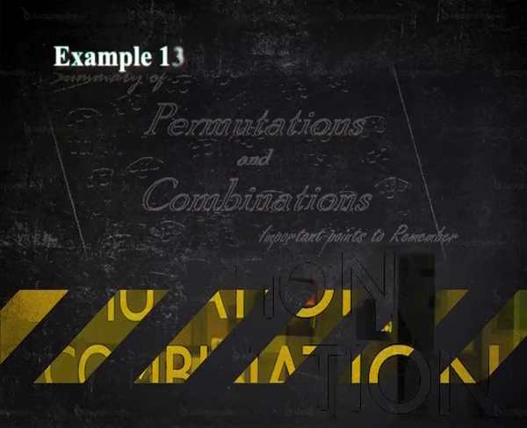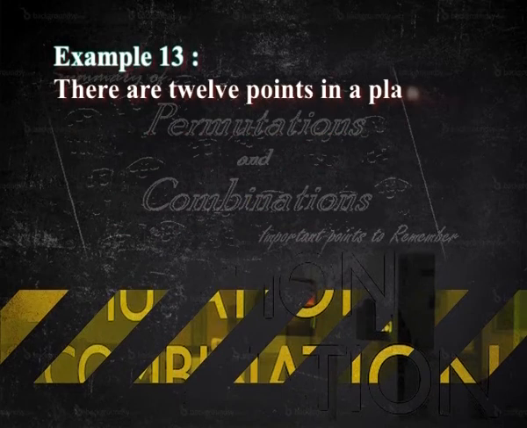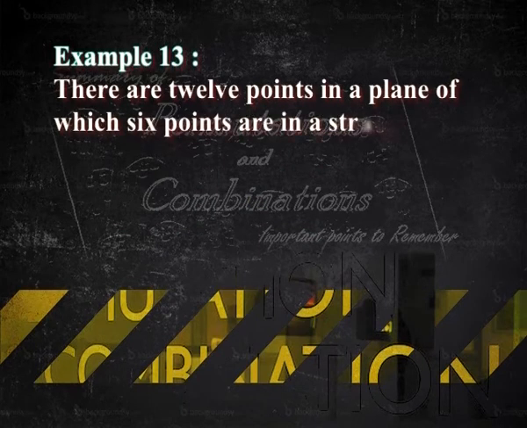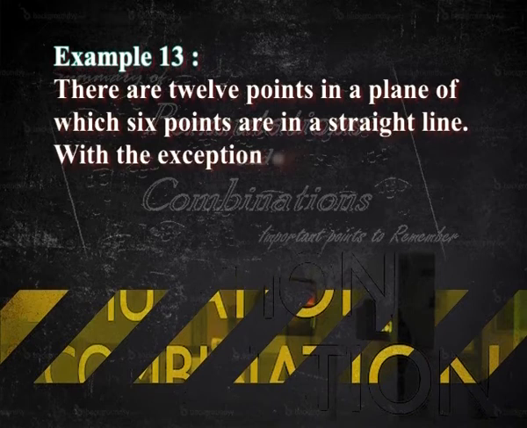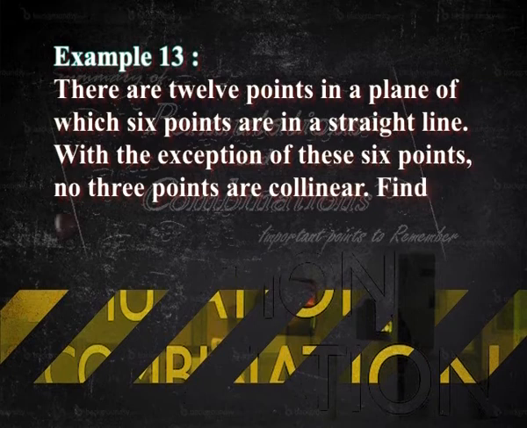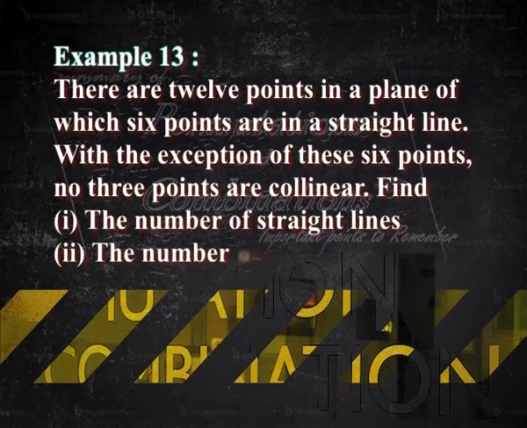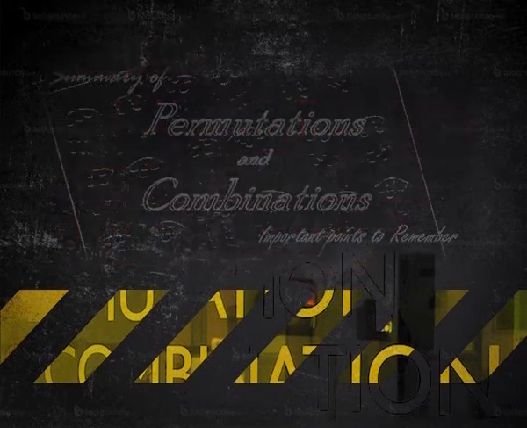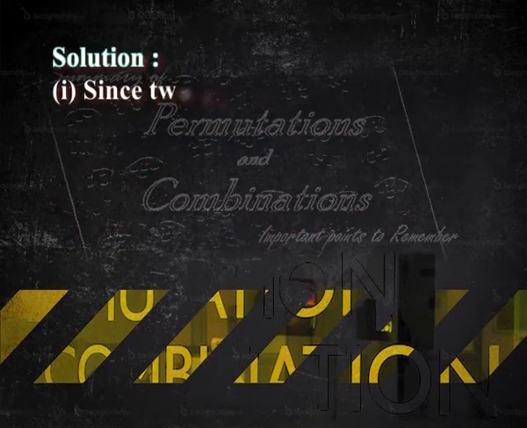Let's come to example number 13. There are 12 points in a plane, of which 6 points are in a straight line. With the exception of these 6 points, no 3 points are collinear. Now, the first part of the question says find the number of straight lines. The second part of the question says find the number of triangles. Let's see the solution to the first part.